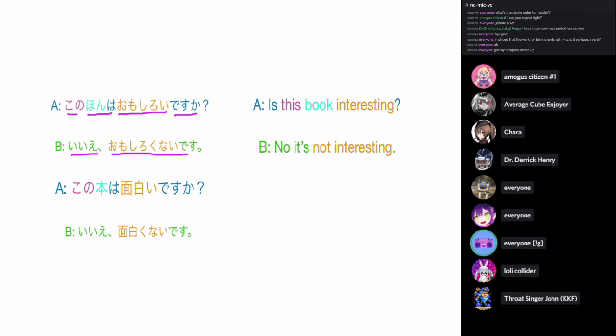And we talked about how to negate adjectives before. So I'll remind you that omoshiroi was an i adjective. So you drop the i and add kunai. If it was a na adjective, then you would add janai at the end to negate it. So you see, we're using grammar that we've already studied to build interesting, complex sentences. And as long as you keep using it, you'll remember those rules.